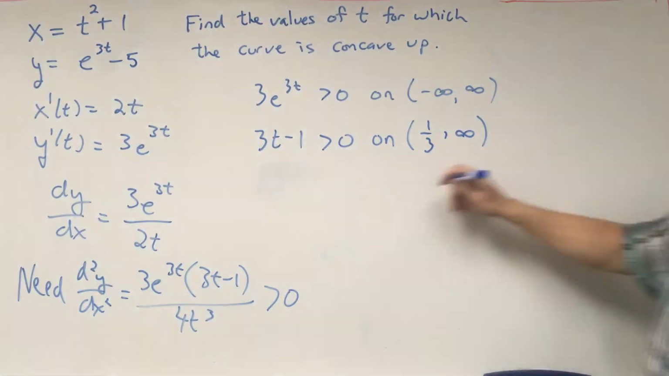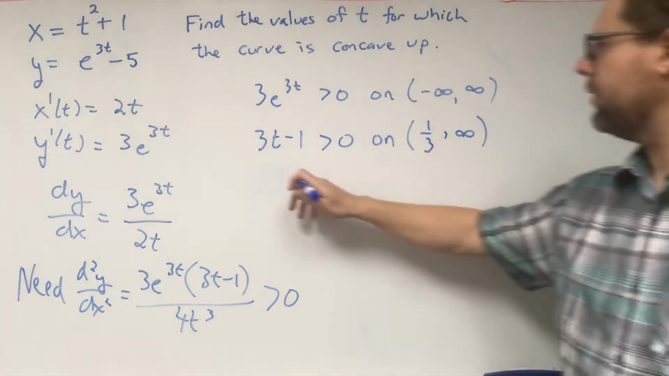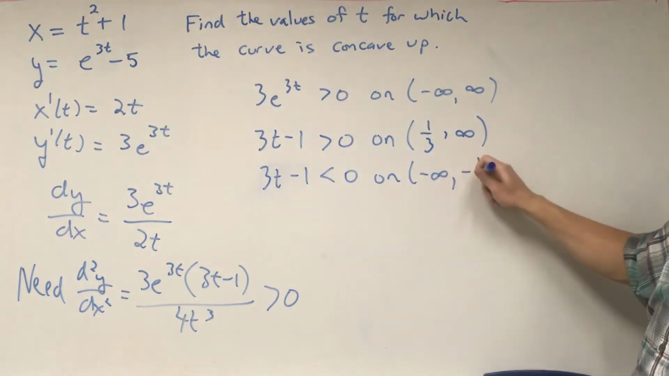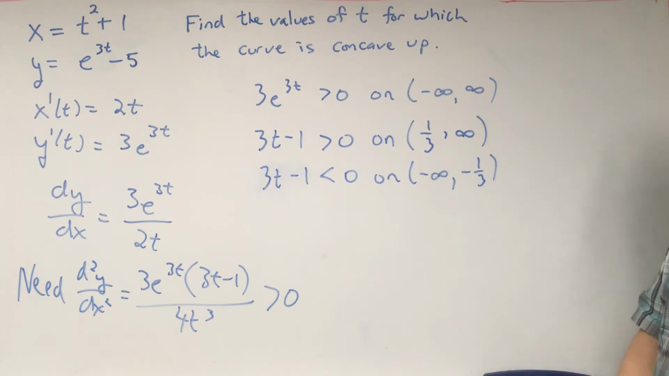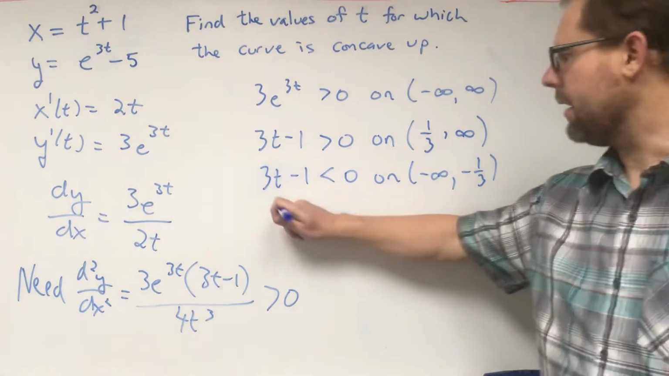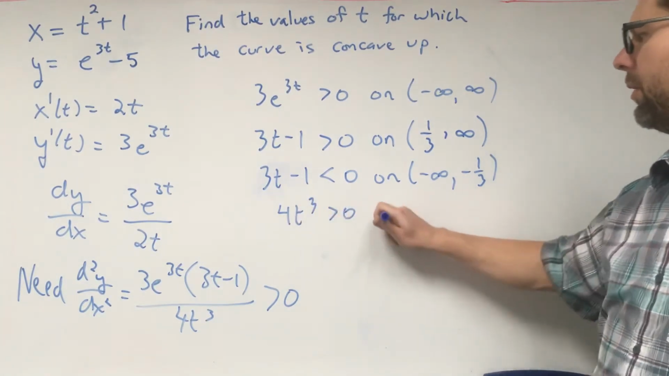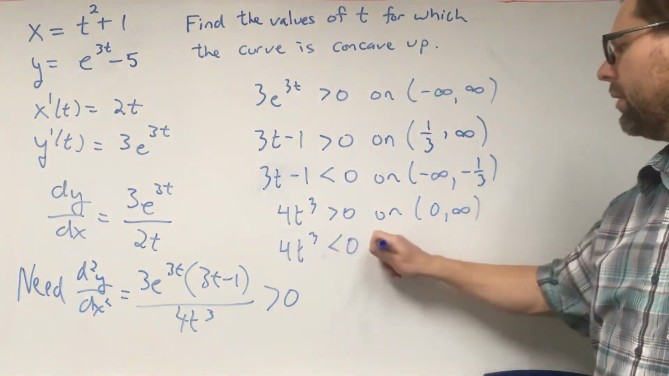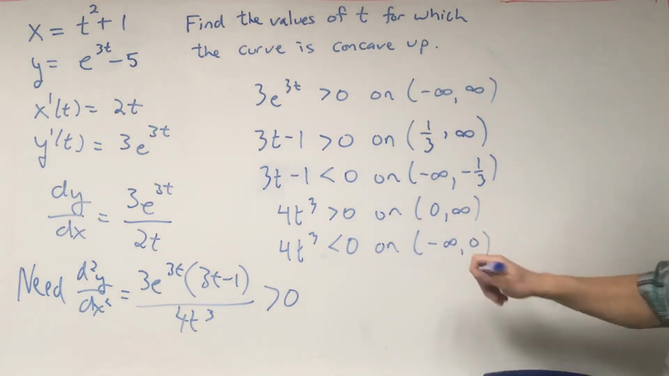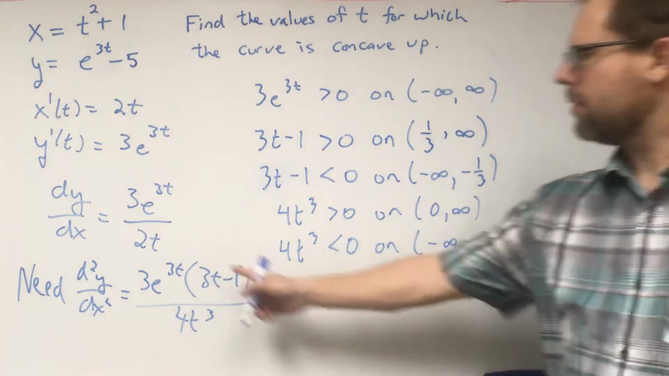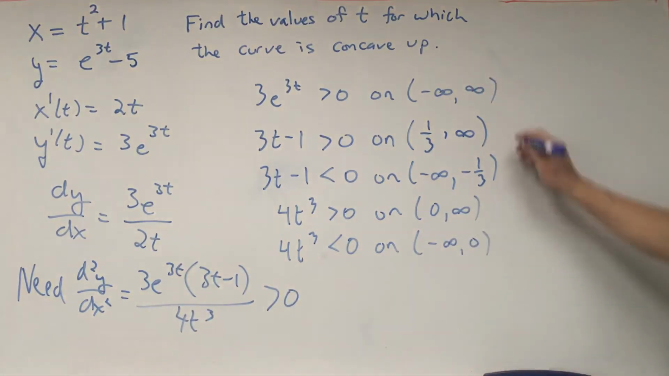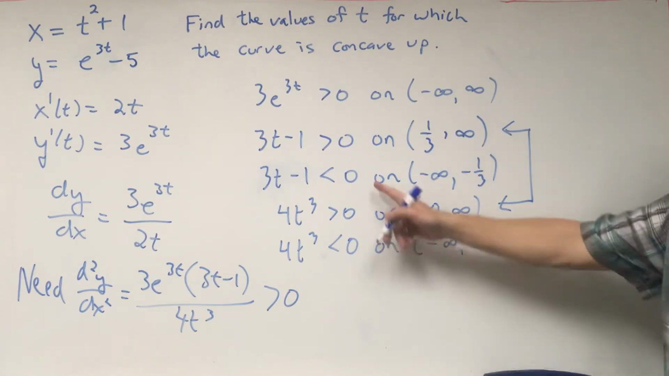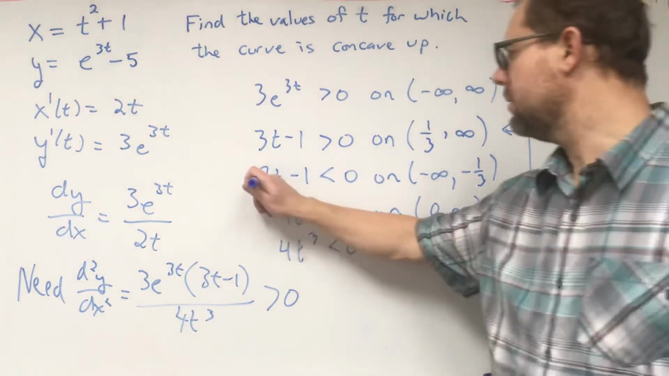It's going to be less than 0 for minus infinity to 1/3. On the other hand, 4t cubed is going to be greater than 0 for all positive numbers, and it'll be less than 0 for negative numbers. In order for our second derivative to be positive, we're going to need both of these to be positive or both to be negative.